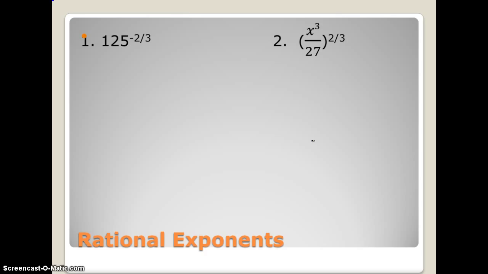We also worked with rational exponents. Rational exponents are the ones where we have fractions. So we're looking at 125 to the negative 2/3. We can write this as a radical, as 1 over, right, because we don't want a negative exponent. So 1 over the cube root of 125 squared.